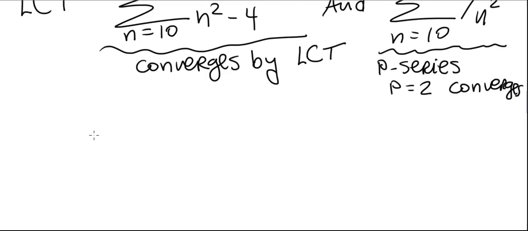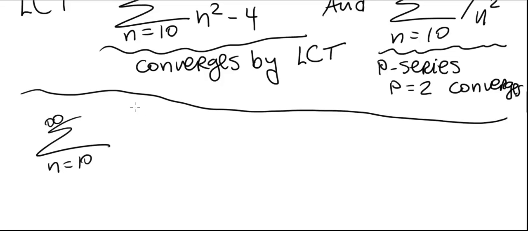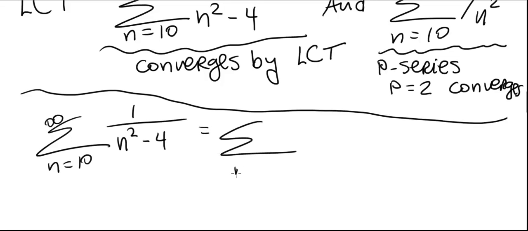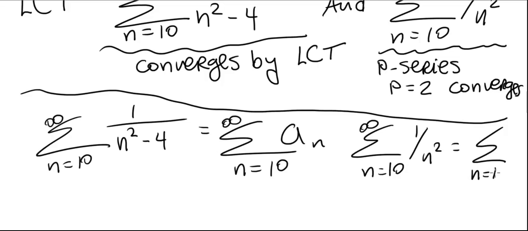In the comparison test, we also have an A sub n series and a B sub n series, and they are the same as for the limit comparison test. So here is the summation n equals 10 to infinity of 1 divided by n squared minus 4. This will be our A sub n series. And the summation n equals 10 to infinity of 1 over n squared is our B sub n series.